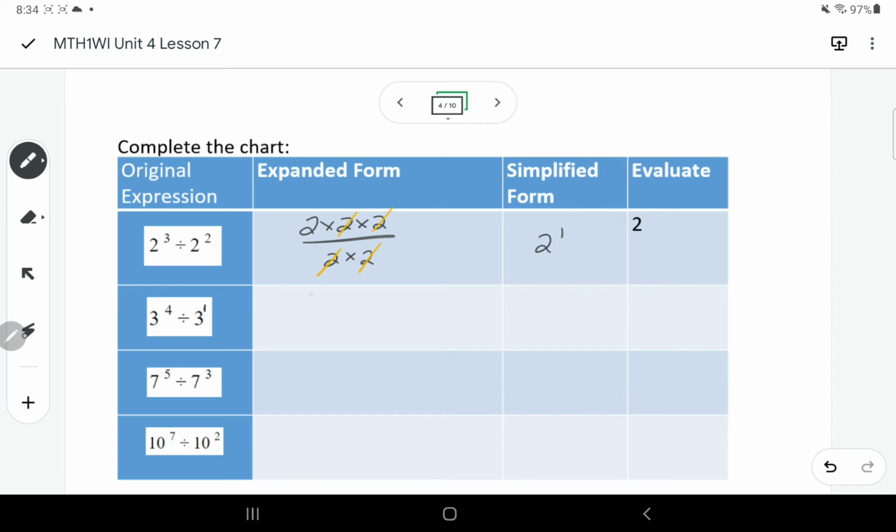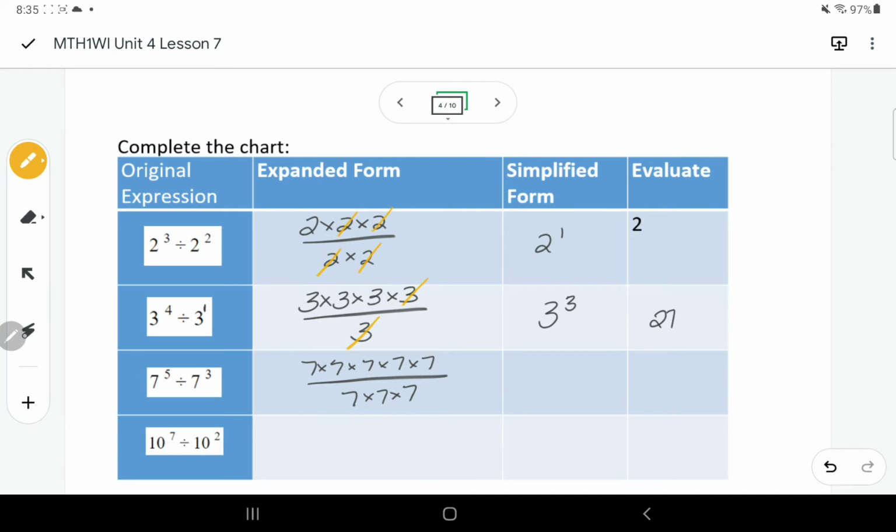Okay, so I will fill in the rest of these. So 3 times 3 times 3 times 3 on top, and just 1 3 on the bottom. When I reduce, I would get 3 to the exponent 3, which is 27. Next one, I've got 5 7s on the top, divided by 3 7s multiplied on the bottom. I'm going to reduce those, 1 on top, 1 on the bottom each time, and I'm left with just 2 7s on top, or 7 squared, which is 49.